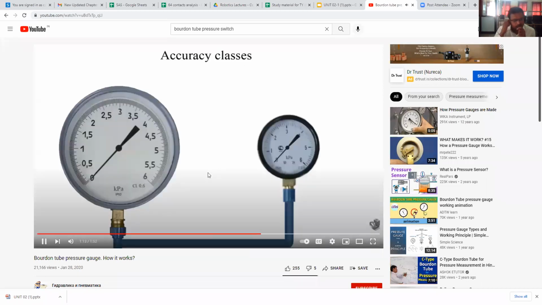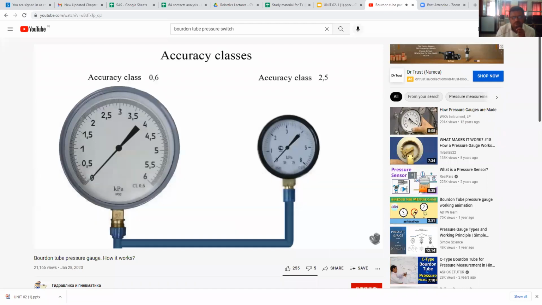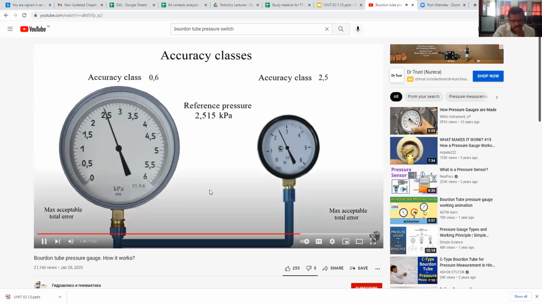The accuracy class for pressure gauges is expressed as a percentage of the span. For example, class 0.6 is the class for pressure gauges with absolute accuracy better than 0.6% of the nominal full scale reading.